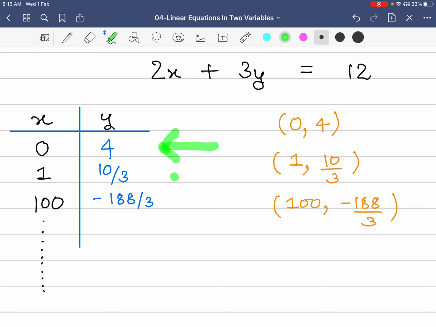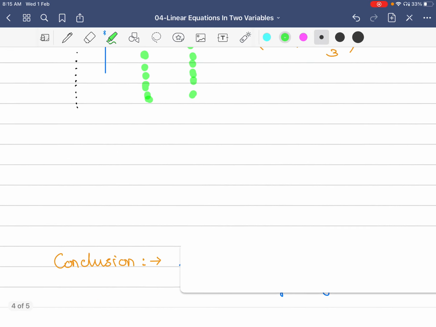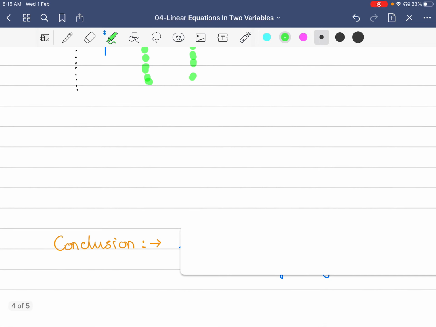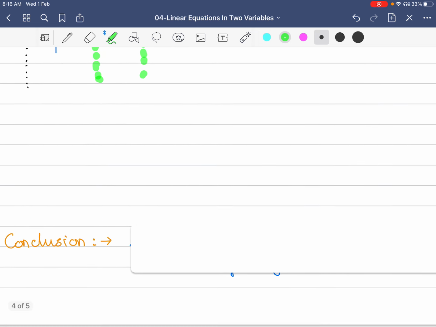So you can see that the solutions keep on coming as you change the value of x. These solutions will keep on coming. And thus we conclude that for a linear equation in two variables, there are infinitely many solutions. So that is the conclusion that I have noted down here.